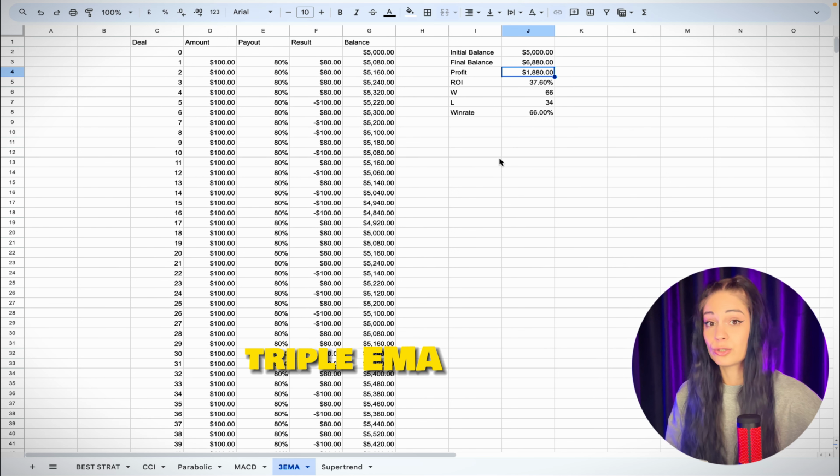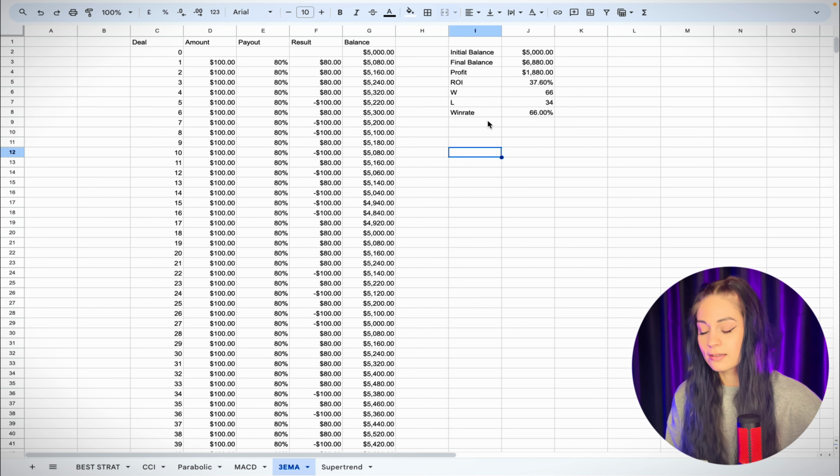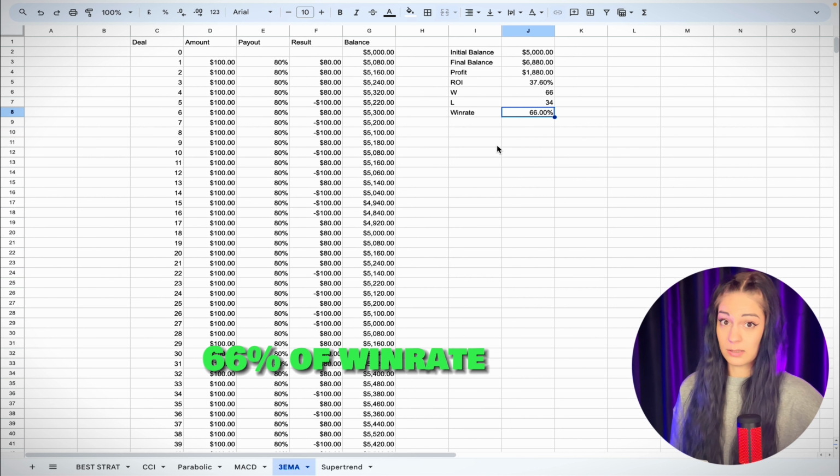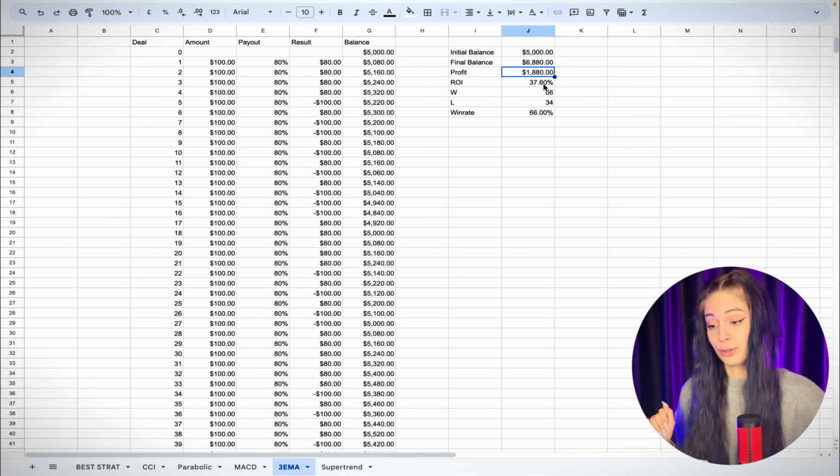Triple EMA actually showed the same result, and I'm really pleased with this strategy, even though the currency pair I used was not the ideal, and this strategy was supposed to show us around 73-75%, but in this test we have 66%, which is also an amazing result and still the same profit as the previous one.